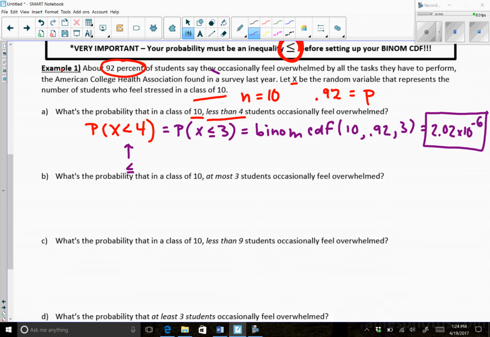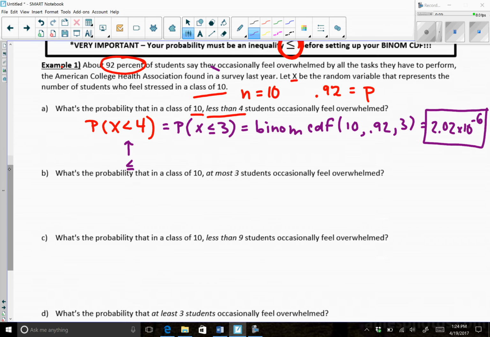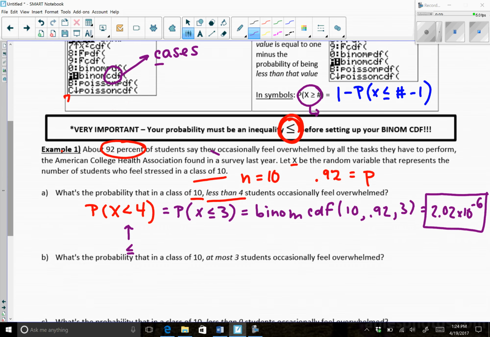So if you need to pause this video at any point, try typing this in on your own and crunching the buttons. Make sure that you can do that. And that's second Vars, by the way. We got that in the PDF video.